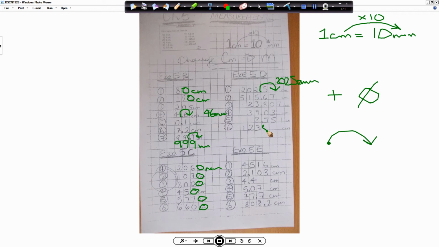123, add on a 0. Job done. 4.516 centimeters times by 10 millimeters. Job done. 4.4, move it by 1. Answer is 44. 77.7 times that by 10, that becomes 777. And that's the end of that.